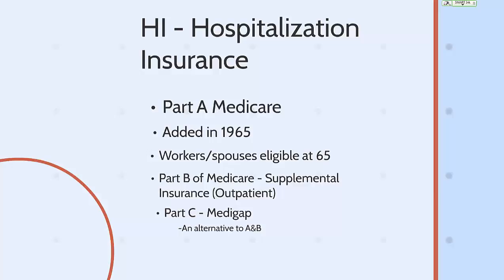But Part B of Medicare is optional, and a worker can choose to take Part C instead of Part A and B, but they have to make that choice. Part C, or Medigap, is sold by private insurers, and there are also many supplemental plans in addition to Part B of Medicare that will supplement Part A and B, or Part C.